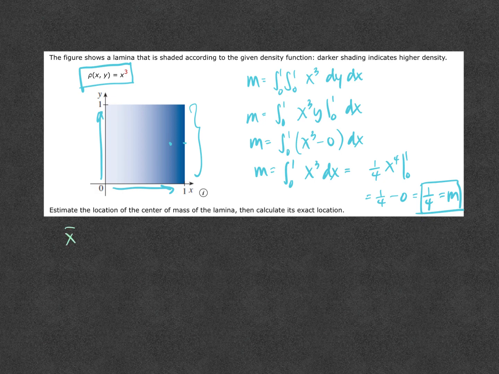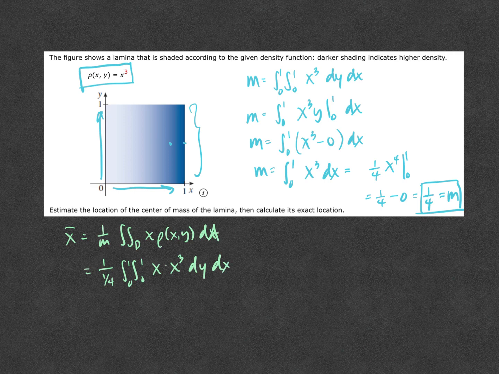mass. So x bar is equal to 1 over the mass times the double integral of the region of x times rho of xy with respect to area. So 1 over the mass, which is going to be 1 over 1/4, the double integral from 0 to 1, 0 to 1, x times x to the third, dy dx. Well, 1 over 1/4 is 4. The integral from 0 to 1, the integral from 0 to 1, x to the fourth, dy dx.